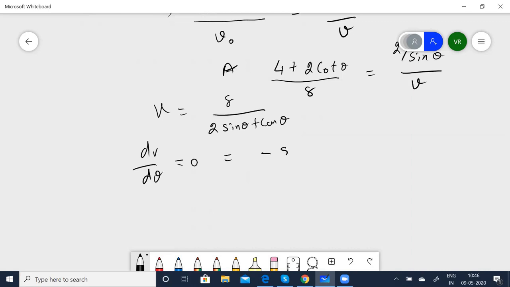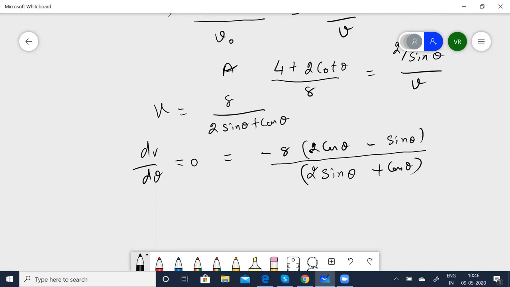That should be equal to minus 8 times (2 cos theta minus sine theta) divided by (2 sine theta plus cos theta) the whole square. I've just differentiated V and equated it to 0. So you get 2 cos theta minus sine theta is equal to 0, which implies tan theta is equal to 2.